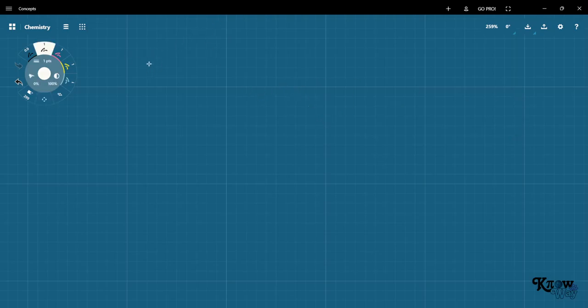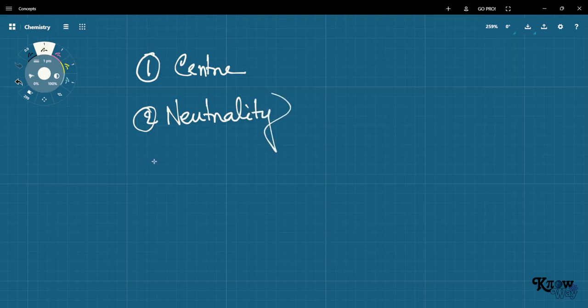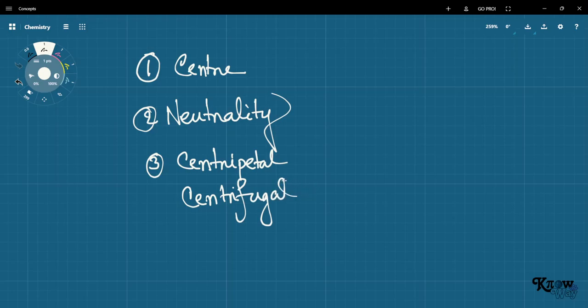His model consisted of 3 parts. He talked about the center, he talked about neutrality, and he talked about centripetal force and centrifugal force. So let's get into it one by one: what's the center, what's centripetal, what is neutrality?